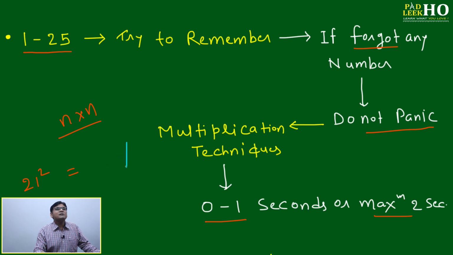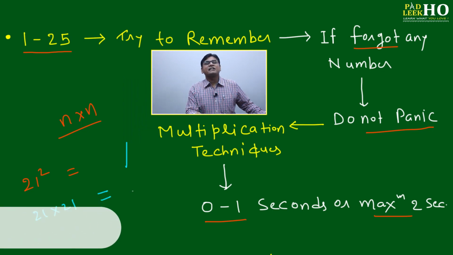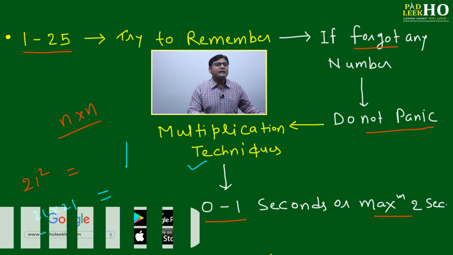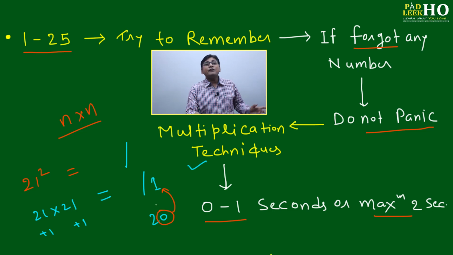What can we do? We can apply the multiplication technique, because the square technique you don't know. Here it is 21 into 21. The deviation is +1 and +1. If the deviation is +1, we multiply and it becomes 1, because we are taking base 20. If base is 20, then only one digit is allowed on the right hand side. If it comes to more than that, it will shift to the left hand side.